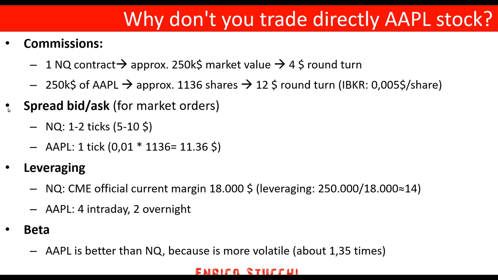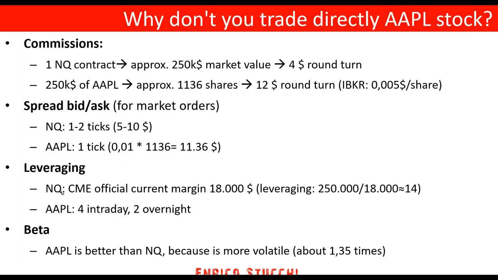Also consider the bid-ask spread, so the slippage if I'm using market orders. With Nasdaq, you have one or two ticks of spread, so it means $5-$10, while with Apple you have just one tick. Well, one tick, 1 cent, multiplied by 1,000 shares means about $11.36 per opening and close. So the difference is quite evident.